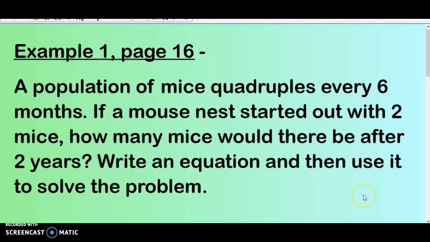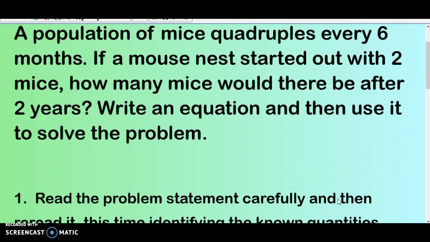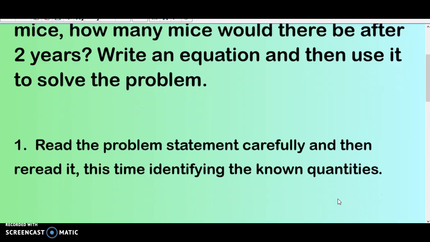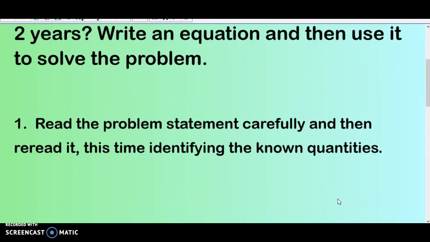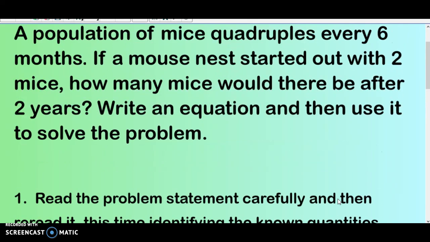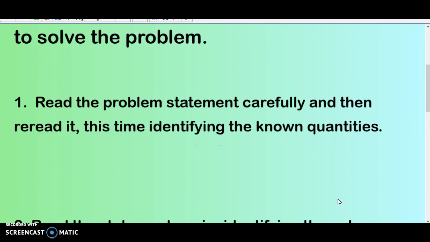The first example I want you to look at is on page 16 of your workbook. A population of mice quadruples every 6 months. If a mouse nest started out with 2 mice, how many mice would there be after 2 years? And write an equation and then use it to solve the problem. So first we need to reread the problem, identifying the known quantities. So some known quantities is that the growth rate quadruples, the time is 6 months, and the initial value is that there are 2 mice.